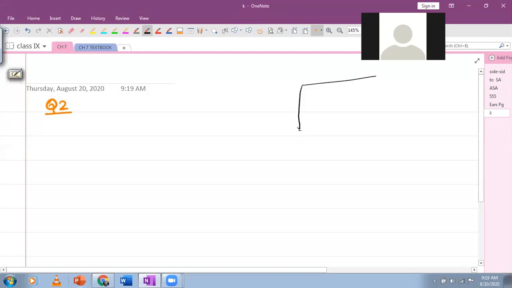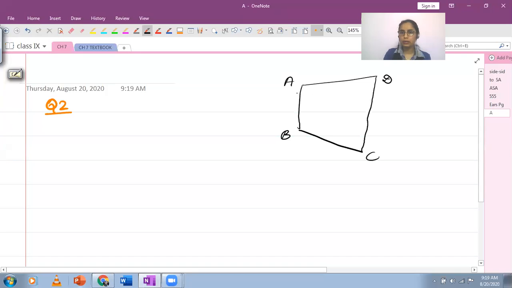Ma'am, when we need to draw the two triangles separately for our convenience, will we draw them in rough work, or can we write them after, in the proof? You can draw it in the fair work after, in the proof part. It's completely fine.